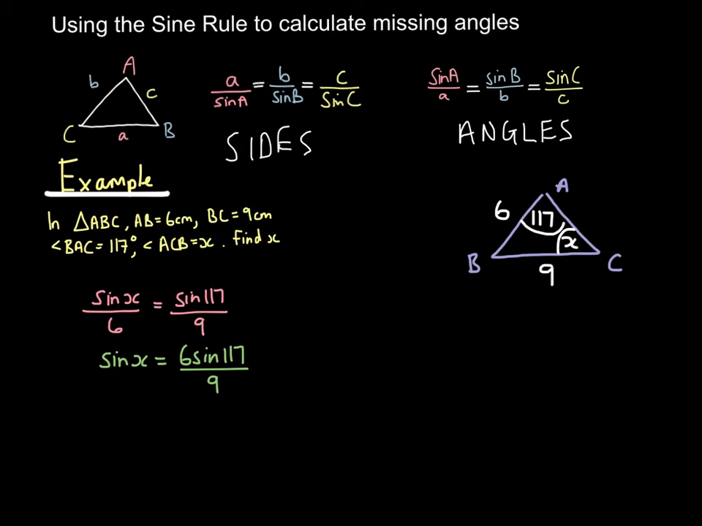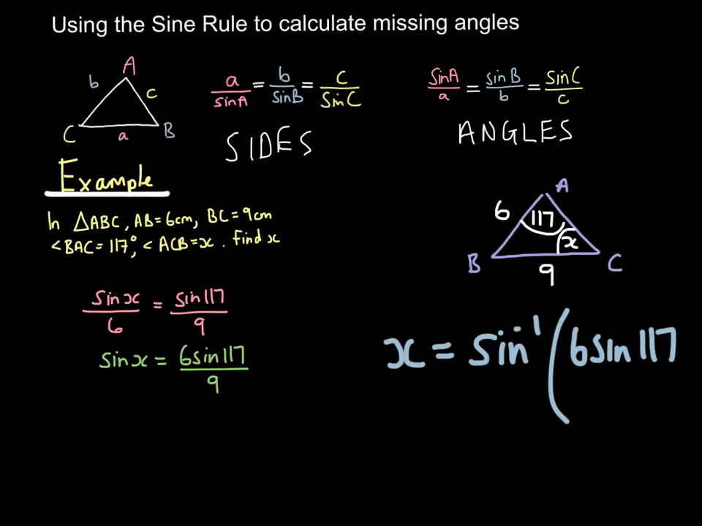Okay, so now to get x, I need to do the inverse operation of sine, which you should remember from GCSE. That's the sine to the -1 button on your calculator. It's the inverse function of sine, or what we call in maths arc sine. More of that in C3. So x is equal to sine -1 of 6 sine 117 all over 9.